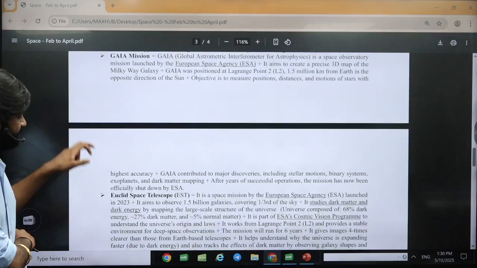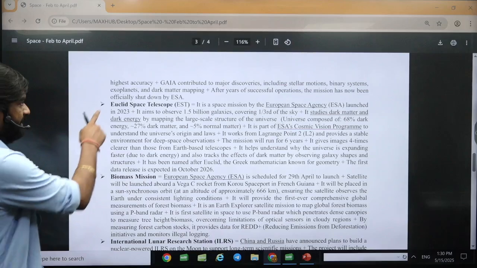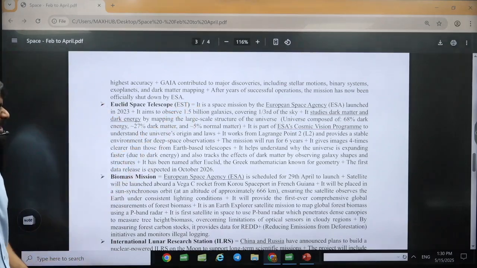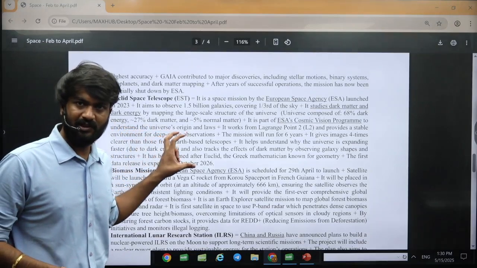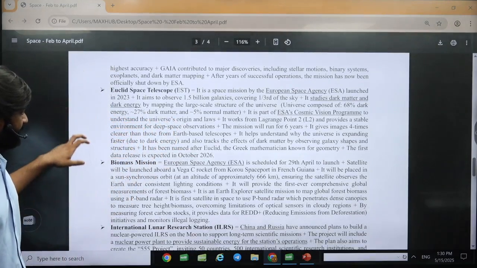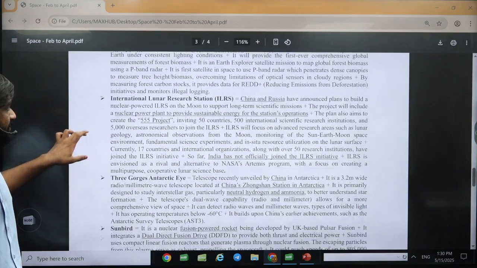Then the Euclid Space Telescope is again by Europe, so EU, Europe. It studies dark matter and dark energy. It is a space telescope, so just add it to the notes of your telescopes, the previous notes. Okay. Biomass mission by Europe is not important, read it if you want to.